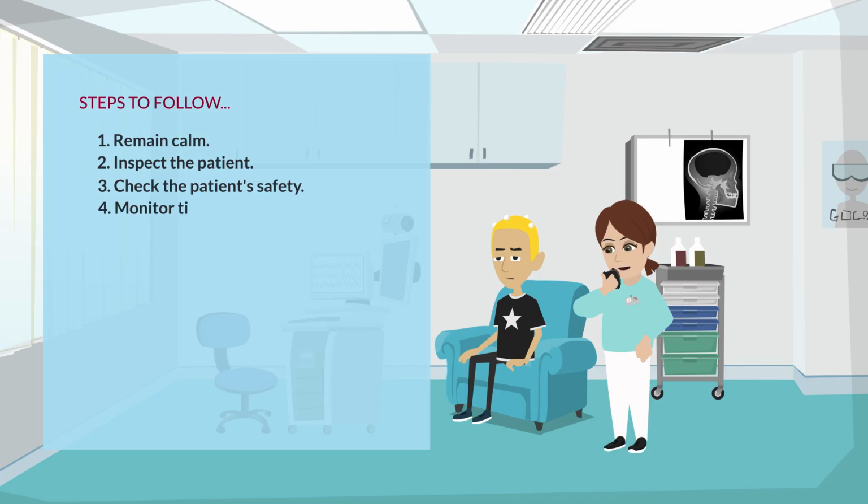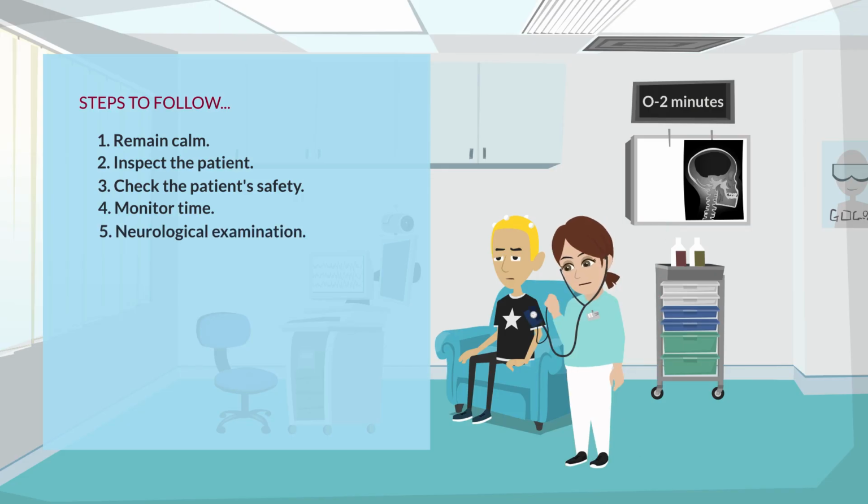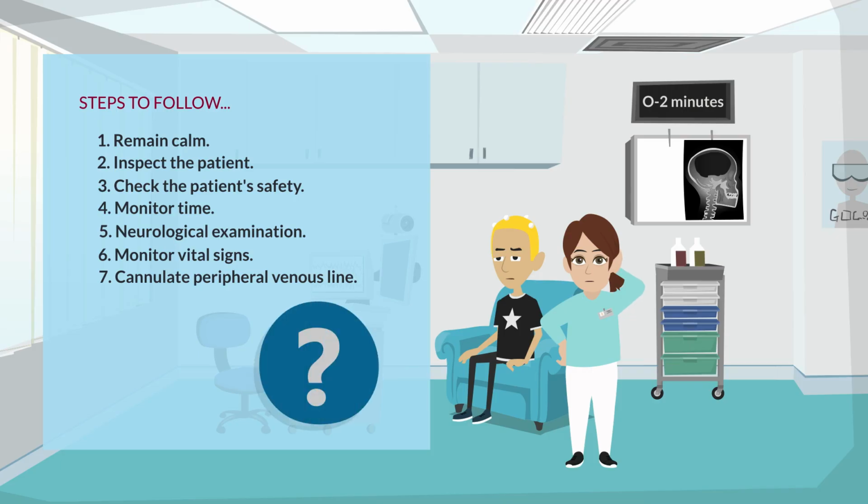4. Monitor time, for example, by timing. 5. Neurological examination. 6. Monitor vital signs. 7. Cannulate peripheral venous line. If deemed necessary, the nurse will ask another person to assist in the monitoring of vital signs and cannulation of the line while performing the examination.